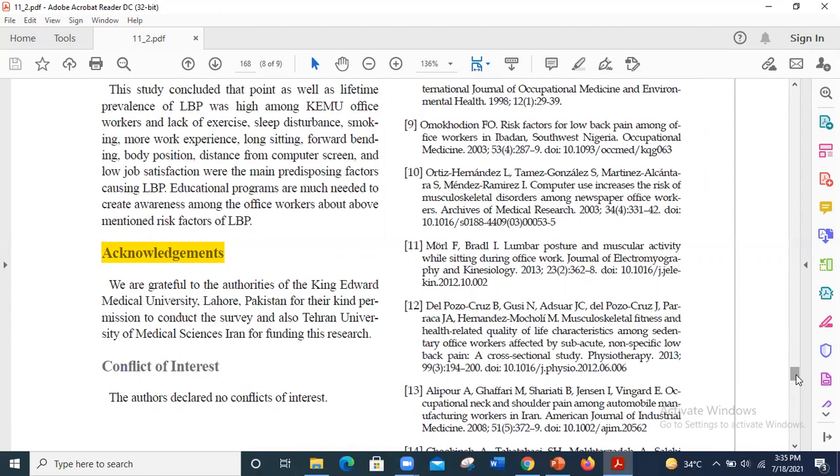Next is conflict of interest. Conflict of interest depicts whether your research has any kind of conflict. If there is no conflict, you're going to declare that this specific study has no conflict of interest.